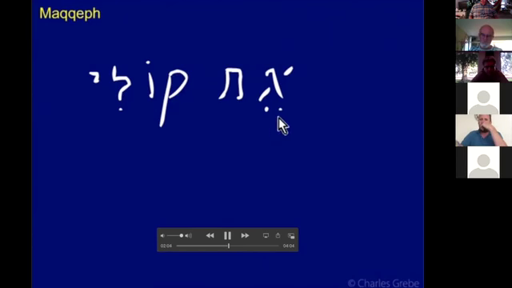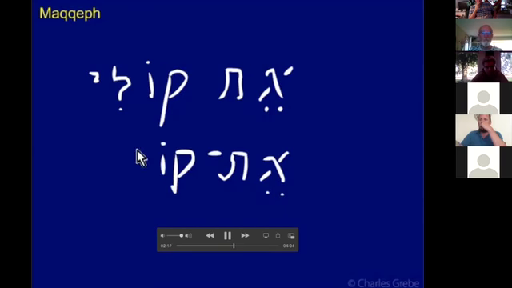So sometimes it'll be written like this, but sometimes the two will be connected with the makef. Let me just leave it like that for the moment. And it will look like this. So everything's the same up here when it's connected by makef. And it makes sense to connect this with a makef because they're very closely connected. This is marking that this is the direct object.